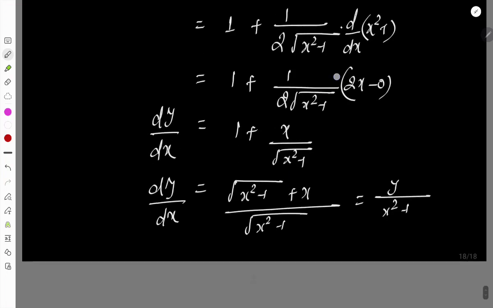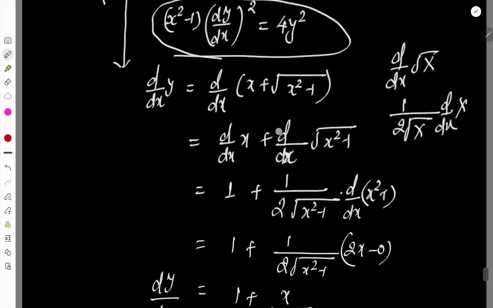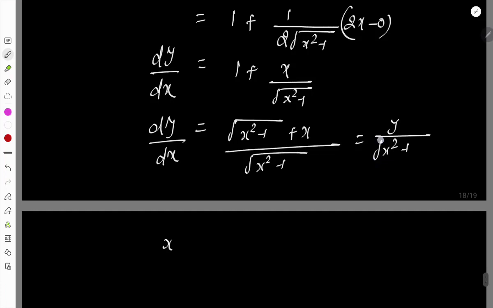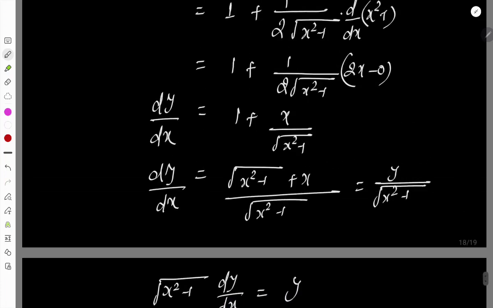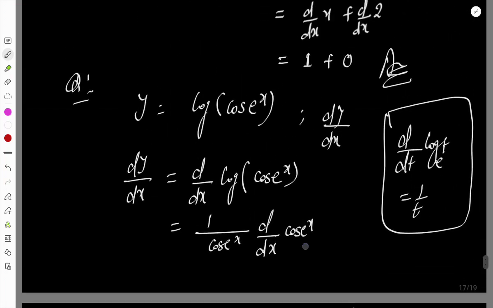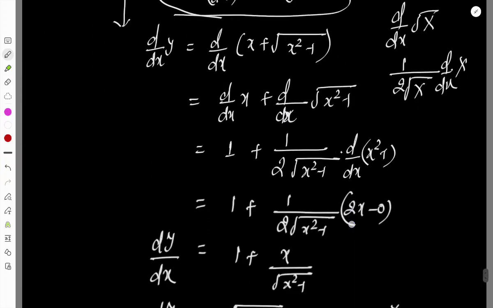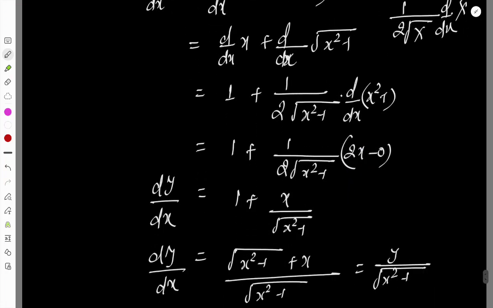Cross multiplication. Okay, cross multiplication we can do. So we'll get x square. What we need to prove? Yes, here root of x square minus 1 dy by dx is equal to y. Okay, is equal to y. What we need to prove here? y square. Somewhere 2 we are missing. Correct now? Okay, somewhere we are missing 2.